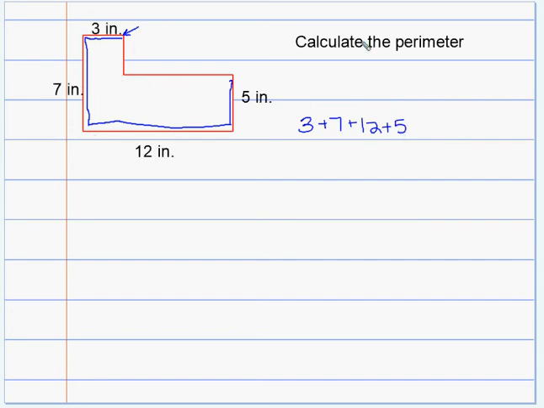did I do the perimeter? Did I calculate the perimeter? Did I go all the way back to where I started? The answer is no. I didn't. I need to know how long this side is and how long this side is. So I have to use a little logic or a little reasoning here. So let's take a look at this vertical length here.